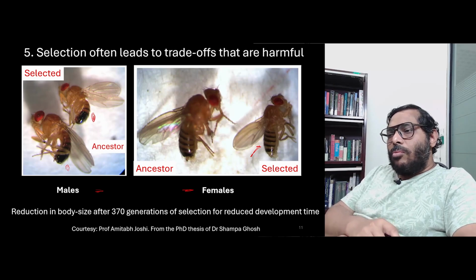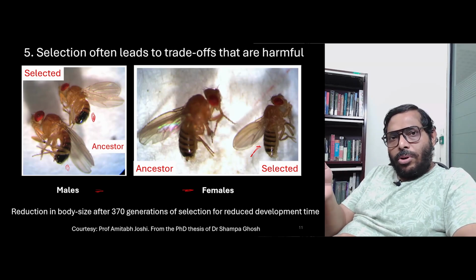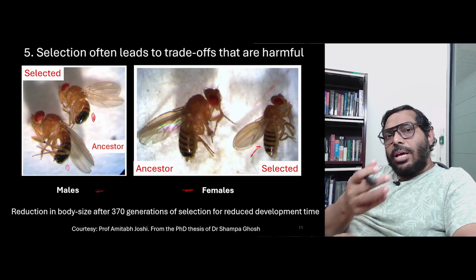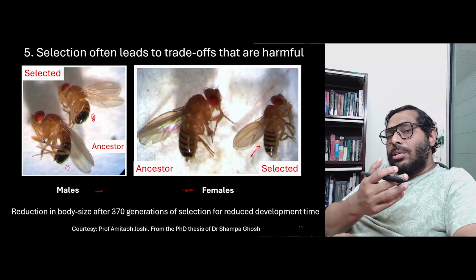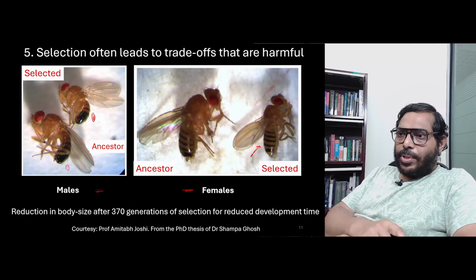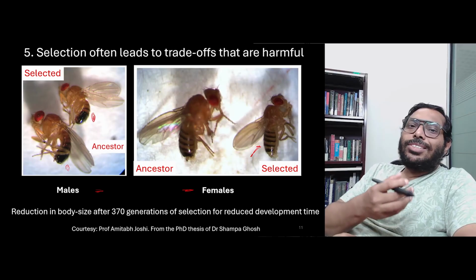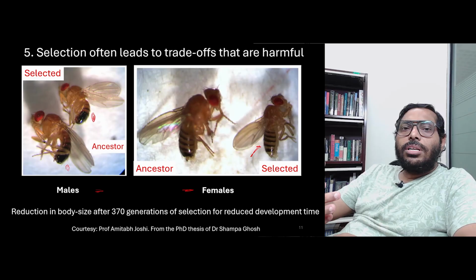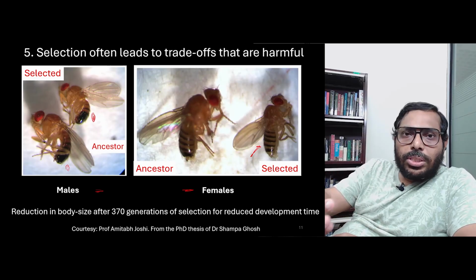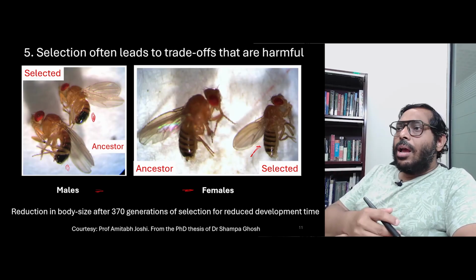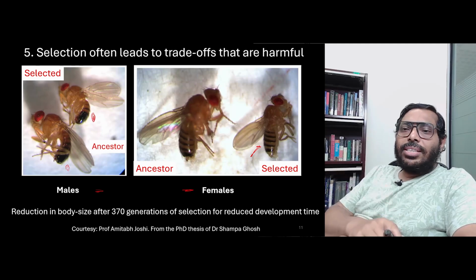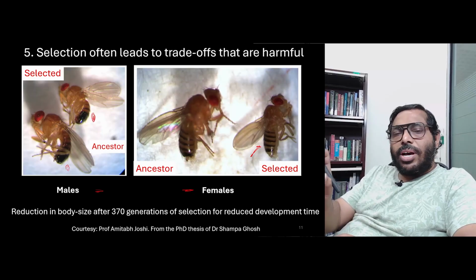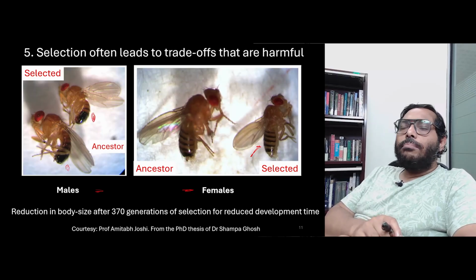Now what is the problem of reducing body size? The problem is that typically many other traits of an organism are strongly correlated with body size. For example, body size also reflects how much resources you have, and that plays a role in things like how many eggs you can lay as a fly, how much you can resist different stresses, and so on.